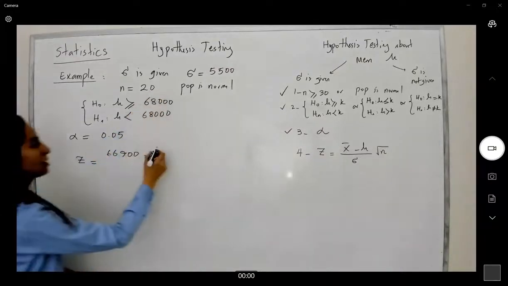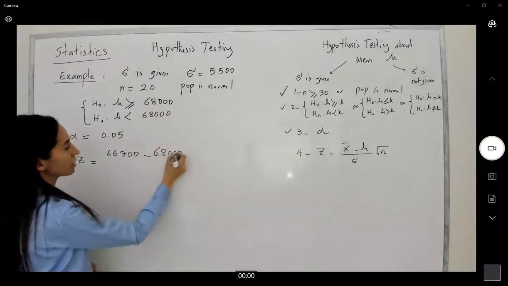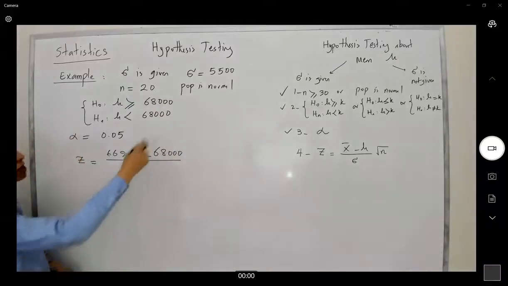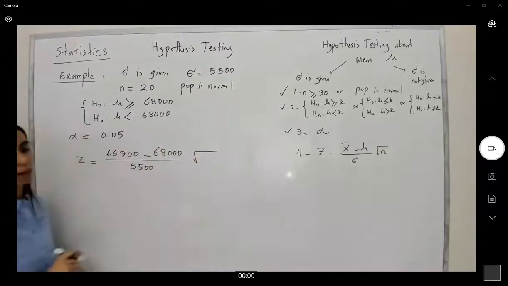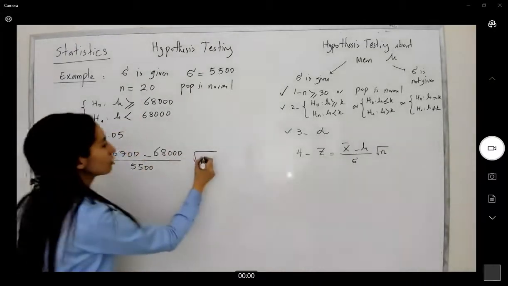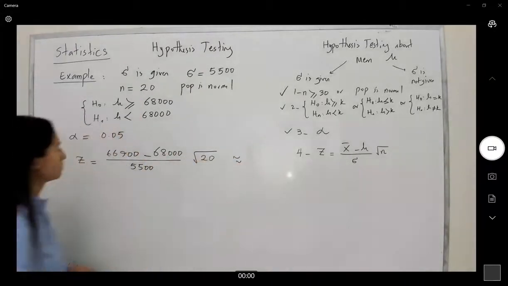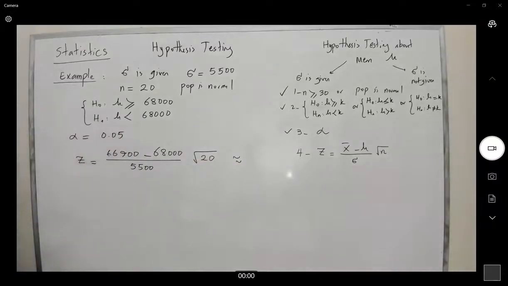Minus mean of the population, 68,000, divided by sigma. Sigma is given to us, 5,500, times square root of n, square root of 20. So what is this number? What is your Z? Very good, thank you. Almost negative point. Thank you, Nan. The rest of the class, I'm waiting on you. Negative 0.894, perfect.